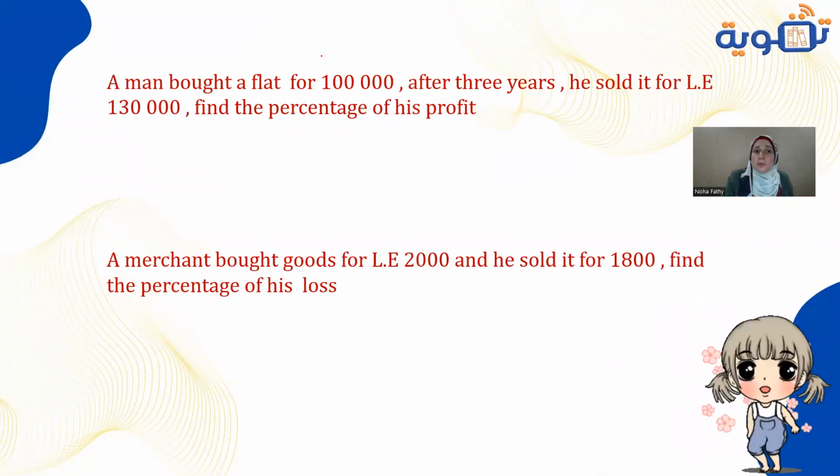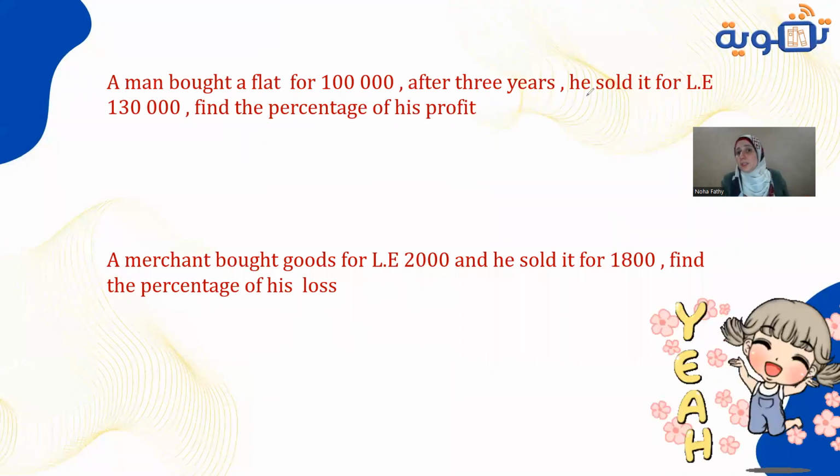A man bought a flat for 100,000. After 3 years, he sold it for 130,000. Find the percentage of this profit. This is an application on percentage. So I will write here cost price or buying price, profit, and selling price.